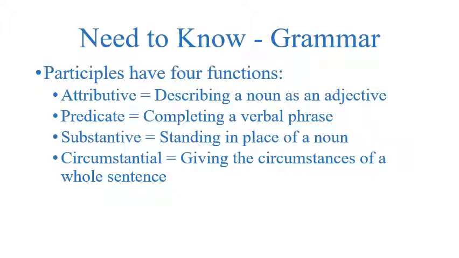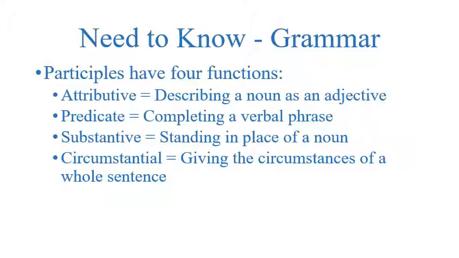So far as we've looked at the different endings of the participle and the way that we form the participle in different tenses, we've only talked about two of its functions. Generally speaking, we've looked at the attributive, that is when the participle works like a true adjective, and the predicate, when the participle completes a verbal phrase with the verb to be. We've seen the substantive in one case, but I don't think that I pointed it out, and we have not yet entered into the world of the circumstantial.